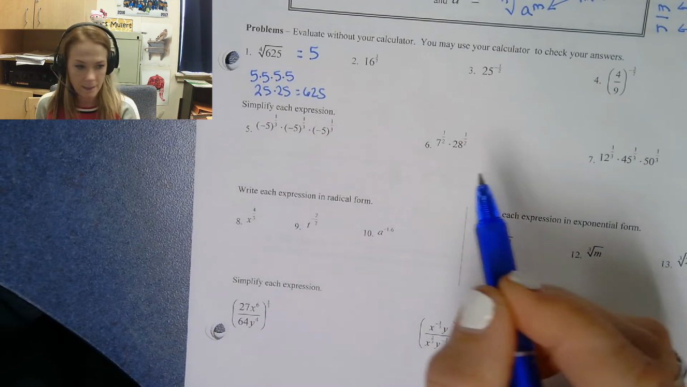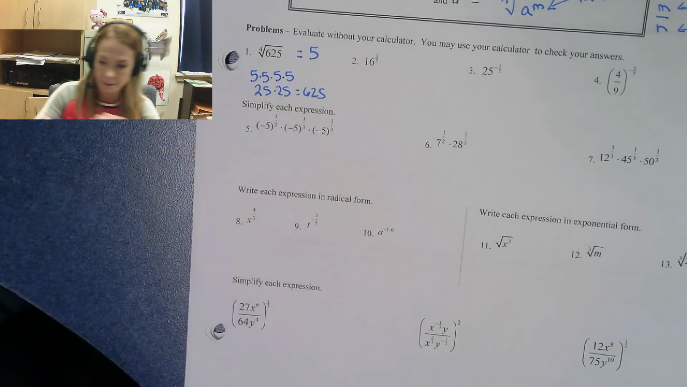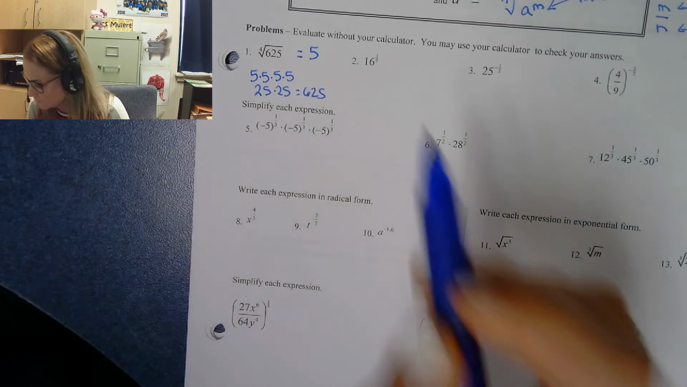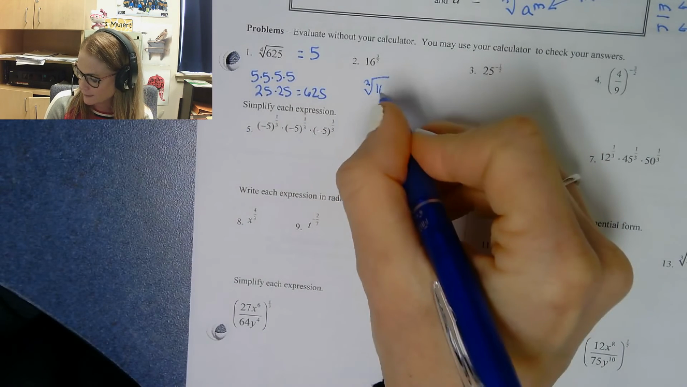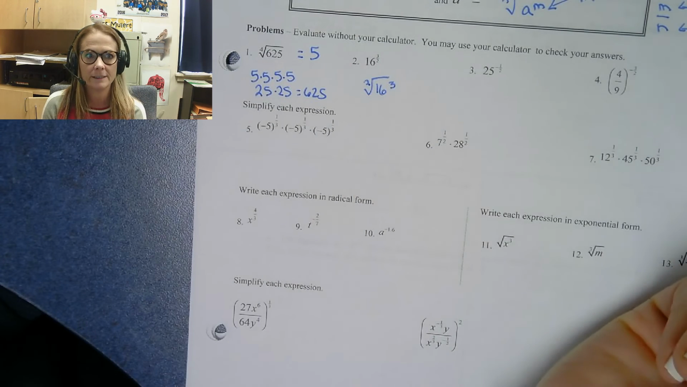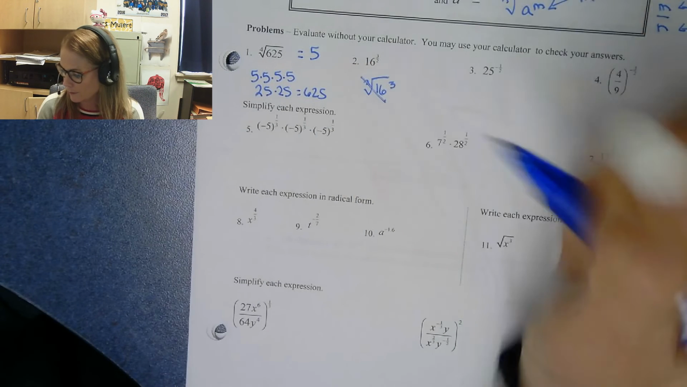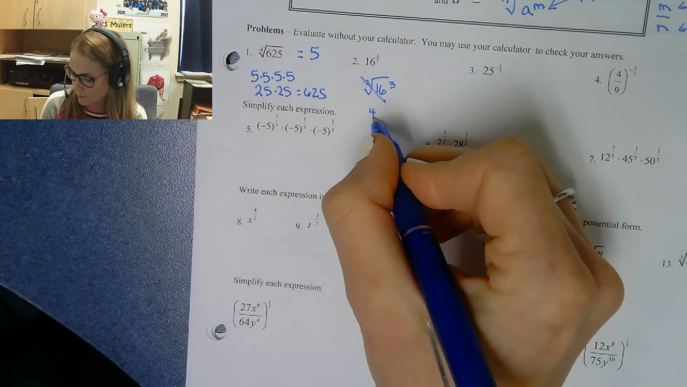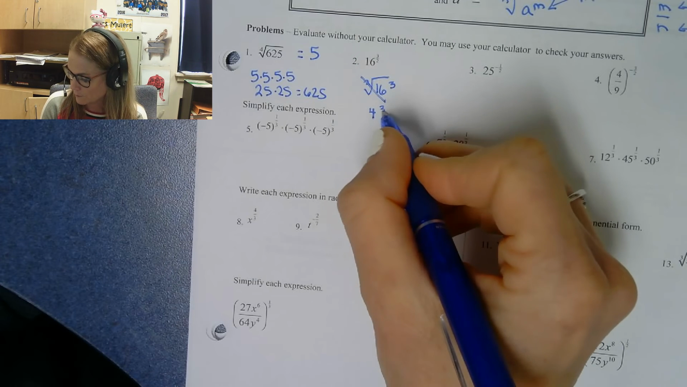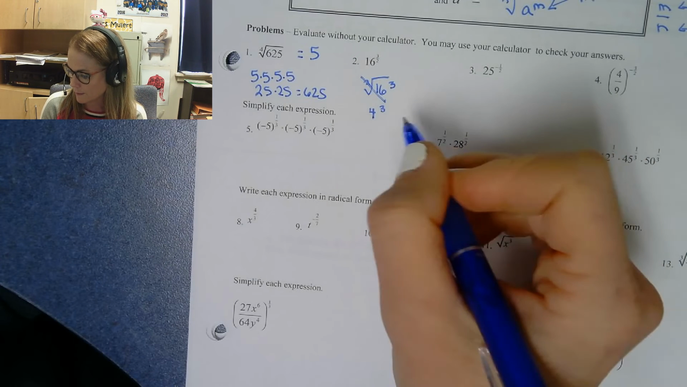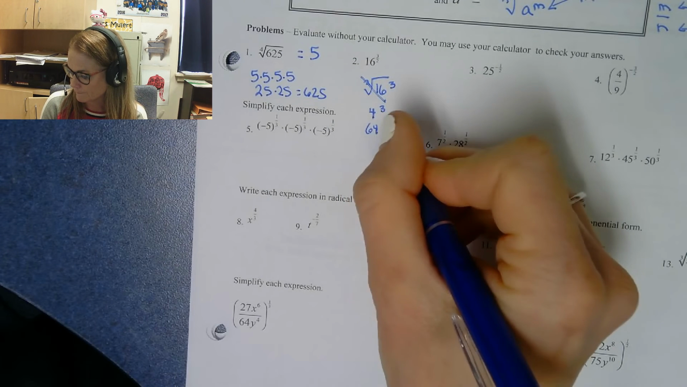Let me grab my glasses so I can see. These numbers are awfully small. So this is the square root of 16 cubed. I'm going to take the square root of the 16, which is 4, and then I'm just going to do 4 cubed, which is 4 times 4 times 4, which is 64.